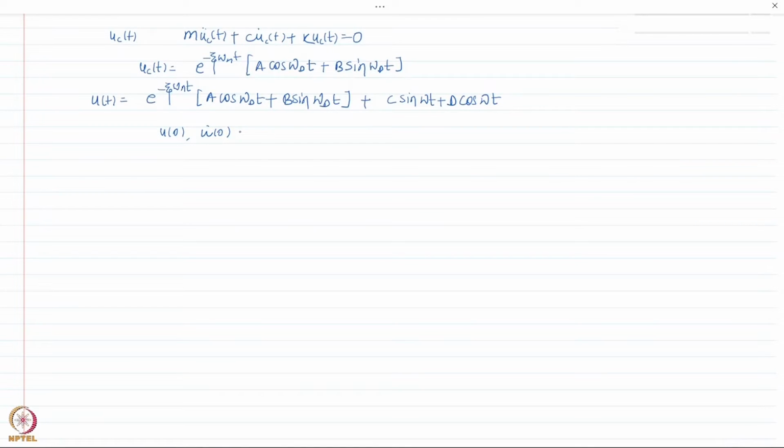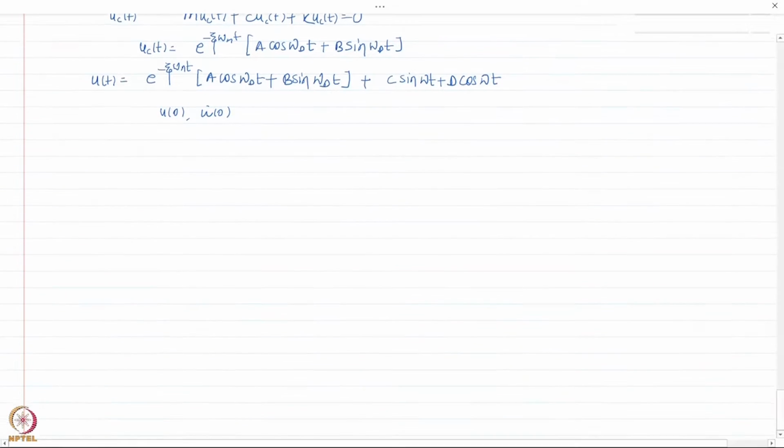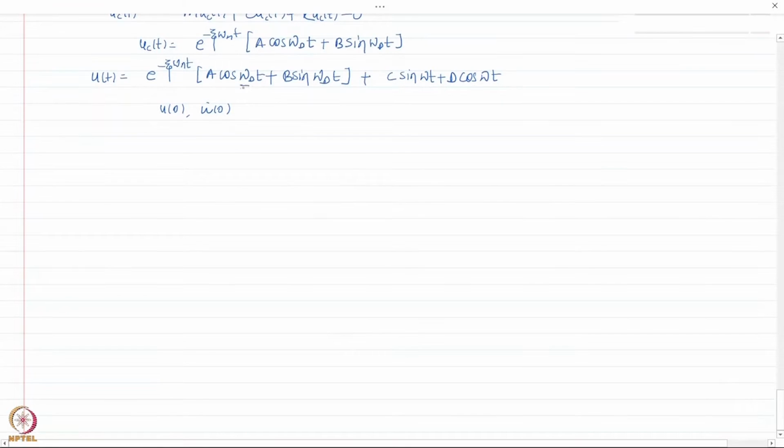All right, now again, like the previous case of an undamped harmonic motion, here we have two frequencies. I have omega d and then I have omega, which is the forcing or excitation frequency. So the question becomes, at what frequency will the resultant response be, whether it would be at omega d or omega?